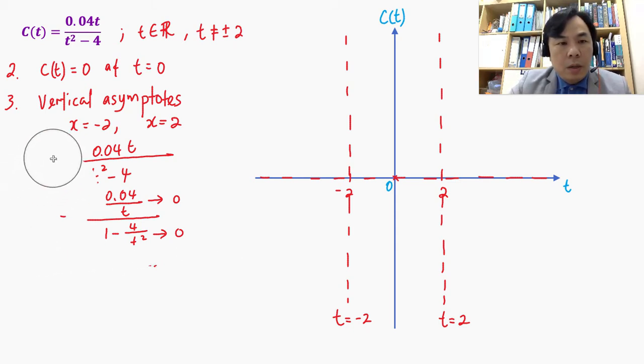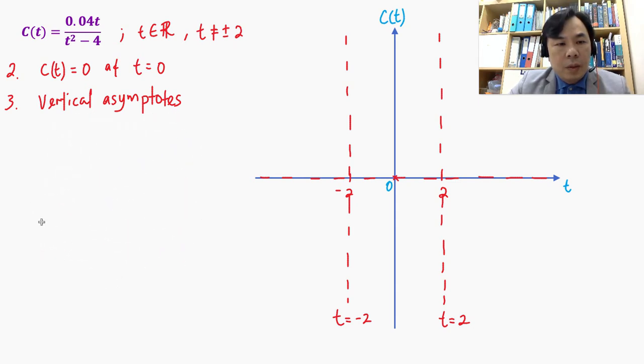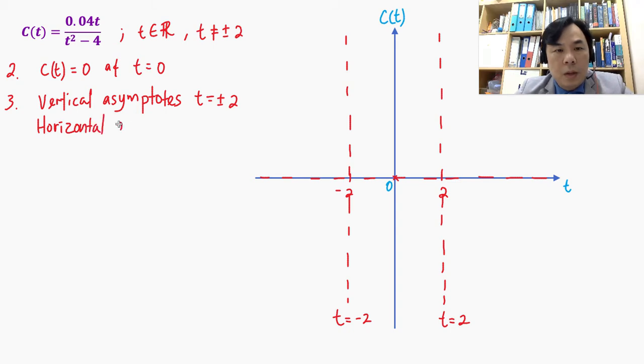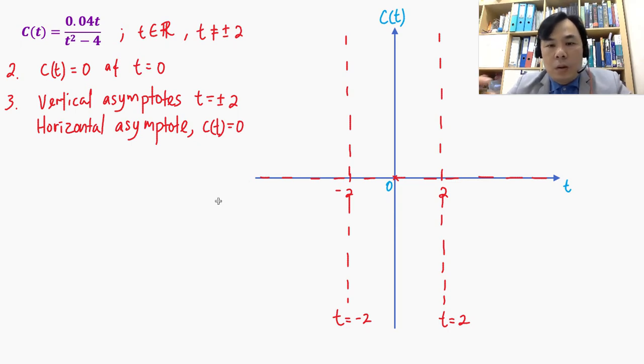Okay, so we don't need this anymore. Oops, we need this. Never mind. Just let me rewrite that again. So here we have the vertical asymptote as t equal to plus or minus 2, right? And then the horizontal asymptote will be C(t) equal to 0 in this case. All right, now I hope that's clear at this point.